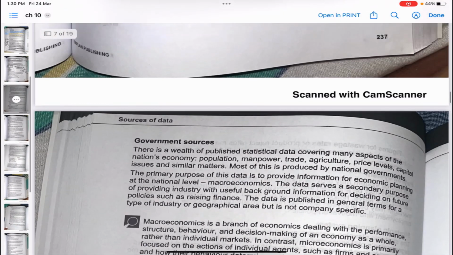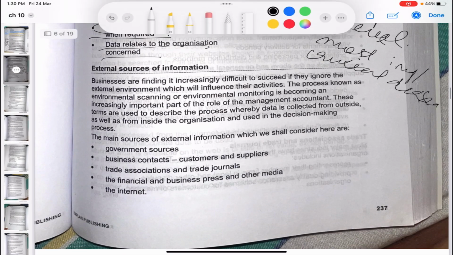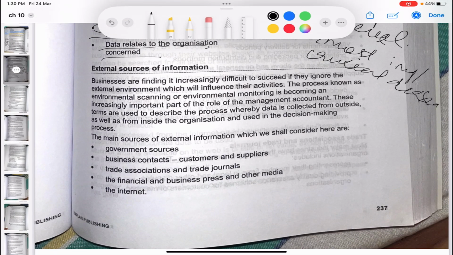We come to external sources of information. In the previous video we discussed what our internal sources of information are, right? So now we'll be seeing what our external sources of information would be. What do you mean by external? Something which is outside of our organization, right?